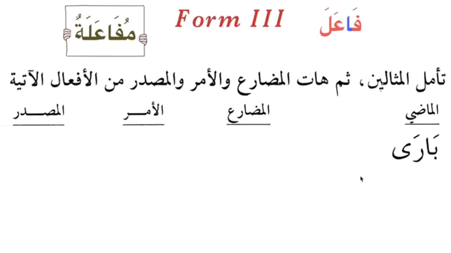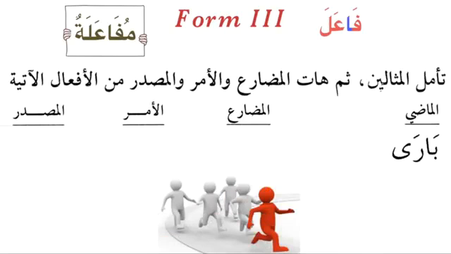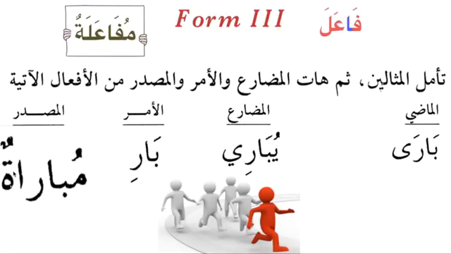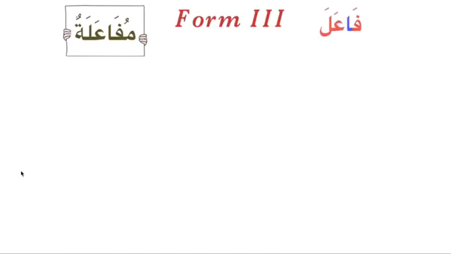Again bara. So what is bara? Bara here is to compete with somebody who is in front of you. So it's called competition. Bara, it will be yubari, and amr will be bari. Same thing happens when it's a naqis word. The original masdar is mubarayatun, mufa'alatun, but this ya is changed into alif. So what you get here is mubaratun, competition. So these are the verbs on the pattern of mufa'alatun, bab mufa'alatun.